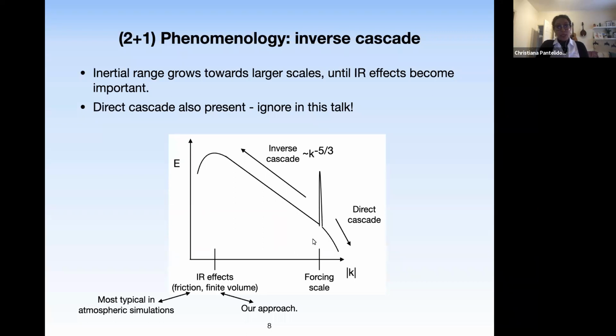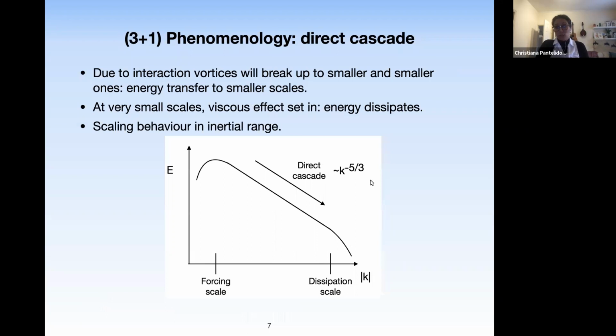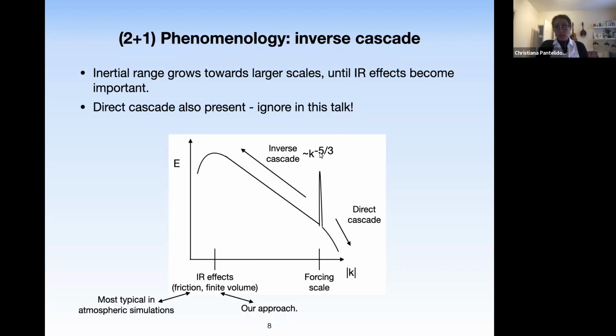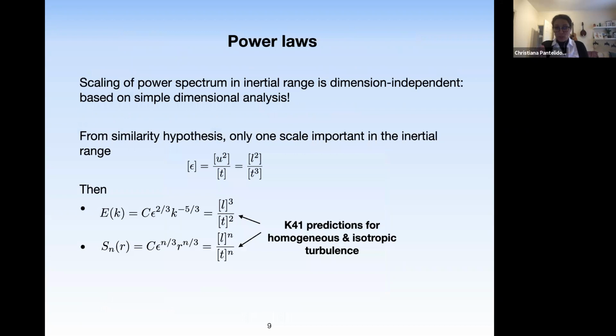Okay, and once again, we see that in the inertial range, we have the kinetic energy power spectrum exhibiting a power law behavior, and the power is k to the minus 5/3. So it's exactly the same as the power that we had in 3+1 dimensions. And it turns out that this power is actually dimension independent. And the way to see that is very simple. It's basically just dimensional analysis. So let me walk you through it.